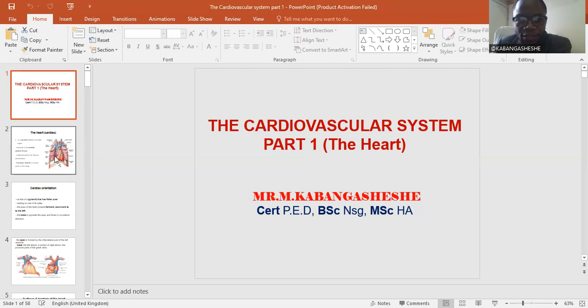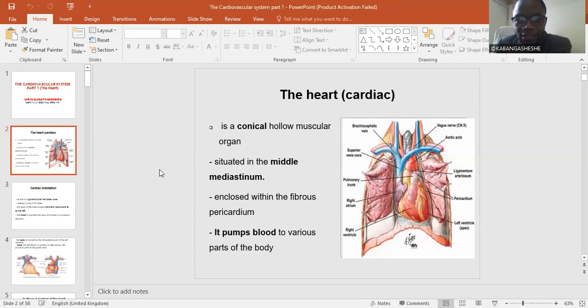So firstly, we'll look at the heart, or what we call the cardiac. So this is a conical and hollow muscular organ located within the thoracic cavity. So the heart is found in a small space between the lungs, referred to as the mediastinum. So mediastinum is divided into two major parts. That is superior mediastinum and inferior mediastinum.